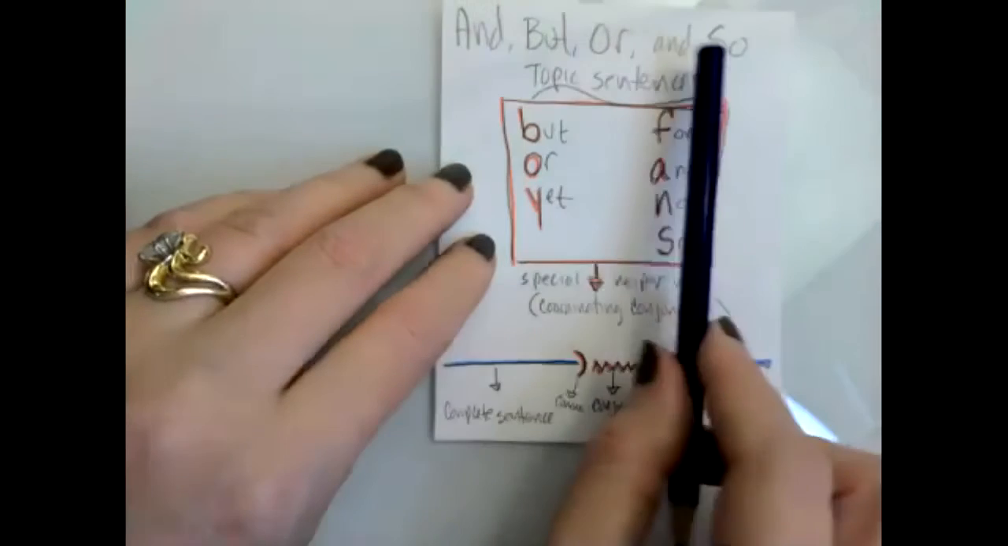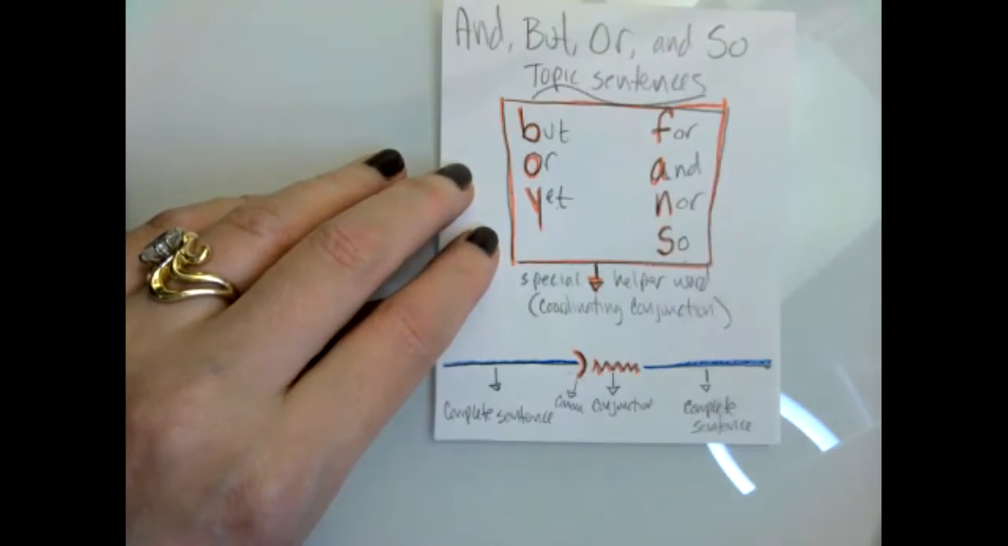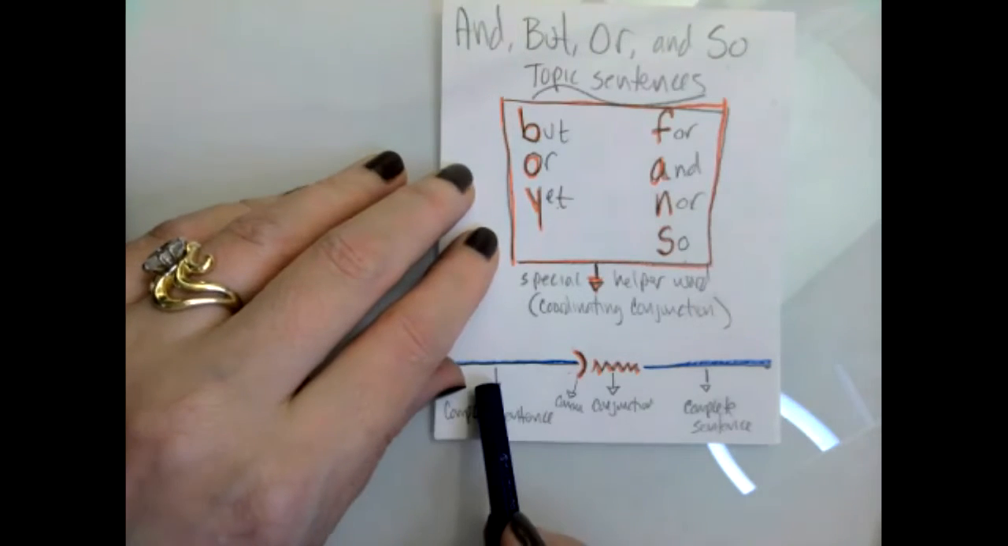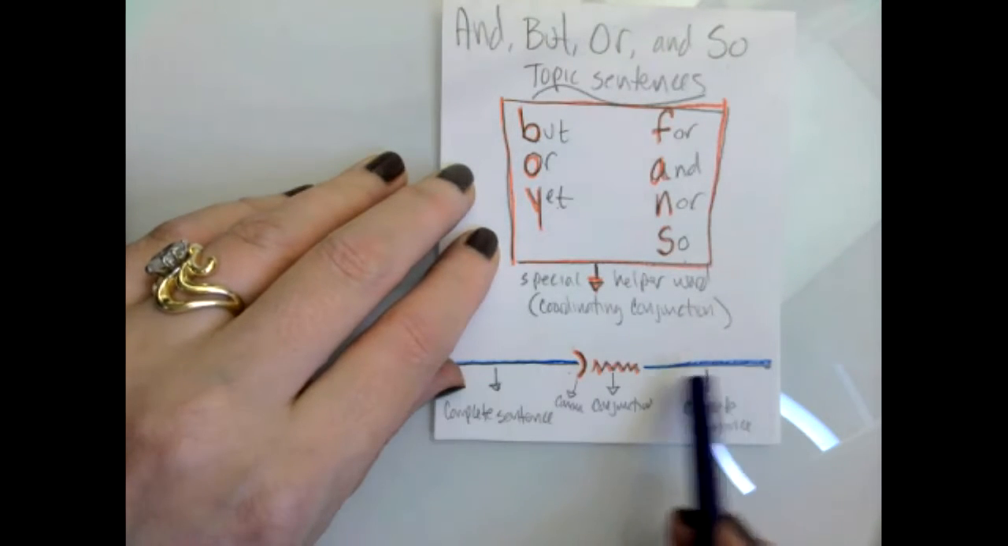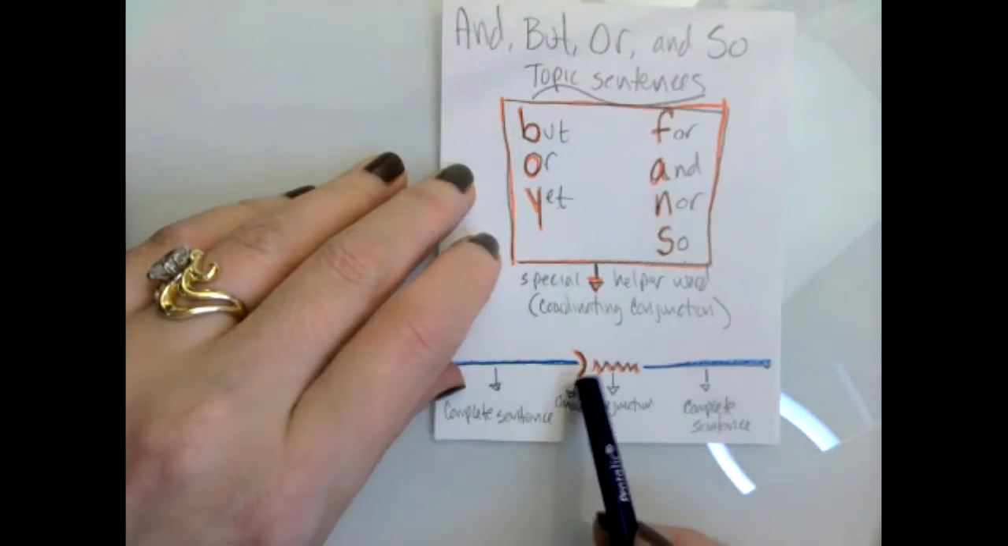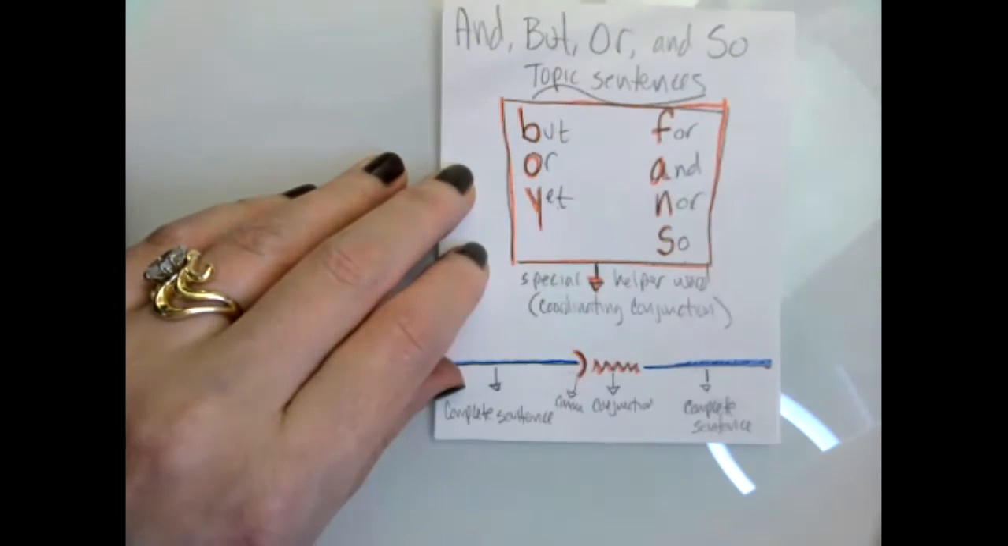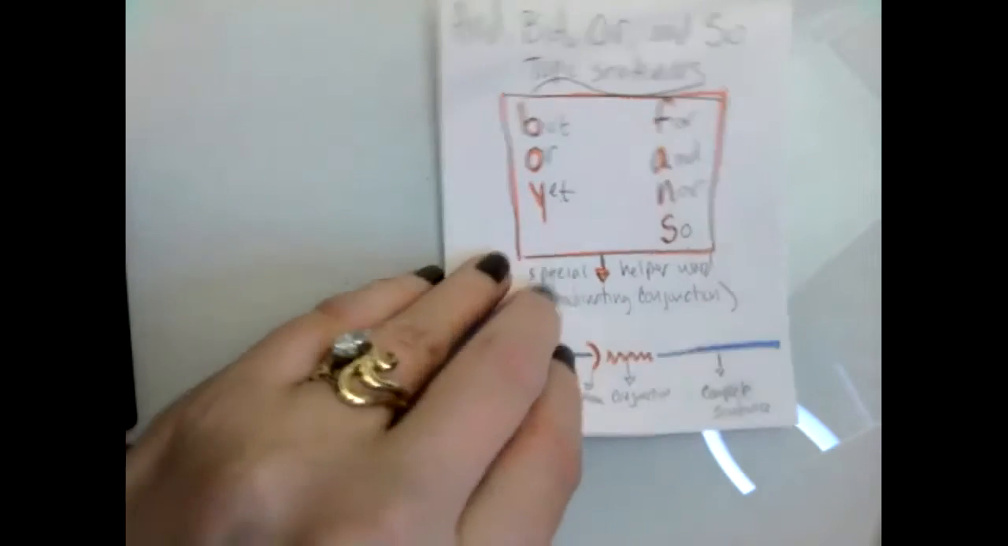So the and, but, or, and so topic sentences, this is a compound sentence where we have a complete thought separate and another complete thought, and they're separated by a comma and a coordinating conjunction, a boy fan word. We could call it a boy fan word. Sometimes kids remember it that way. Okay, now we're going to open this up.